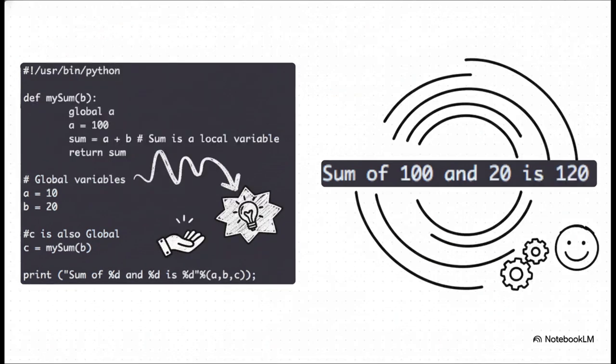But check this out. If we use the global keyword, we're explicitly telling Python, hey, I don't want a new local variable. I want to change the one out there in the main script. And look how the result changes completely. Now it reaches out, changes that global a to 100, and uses that for its math.